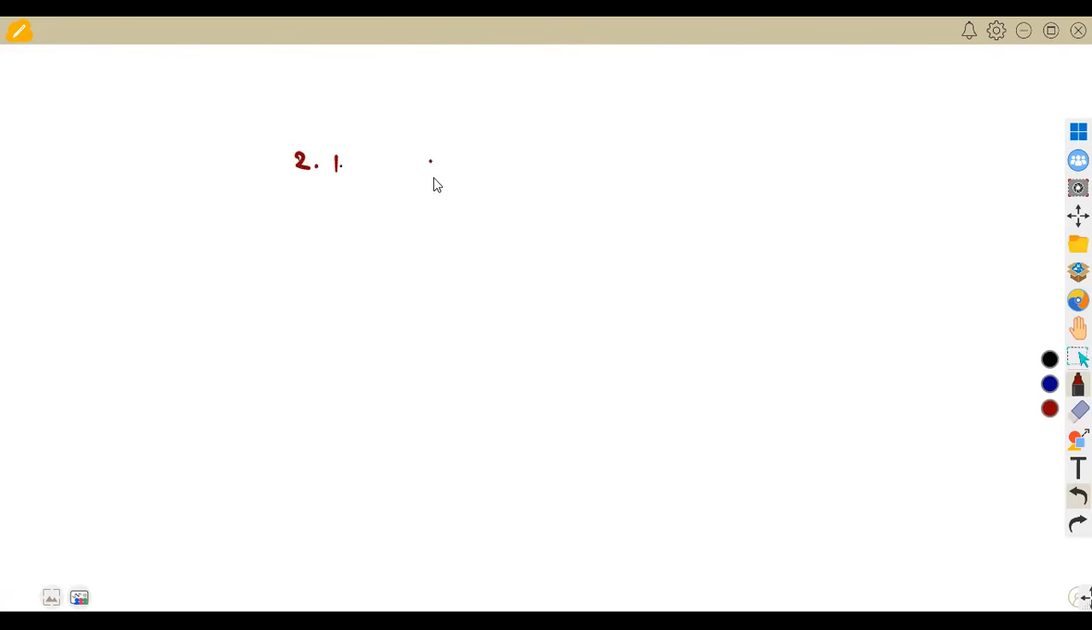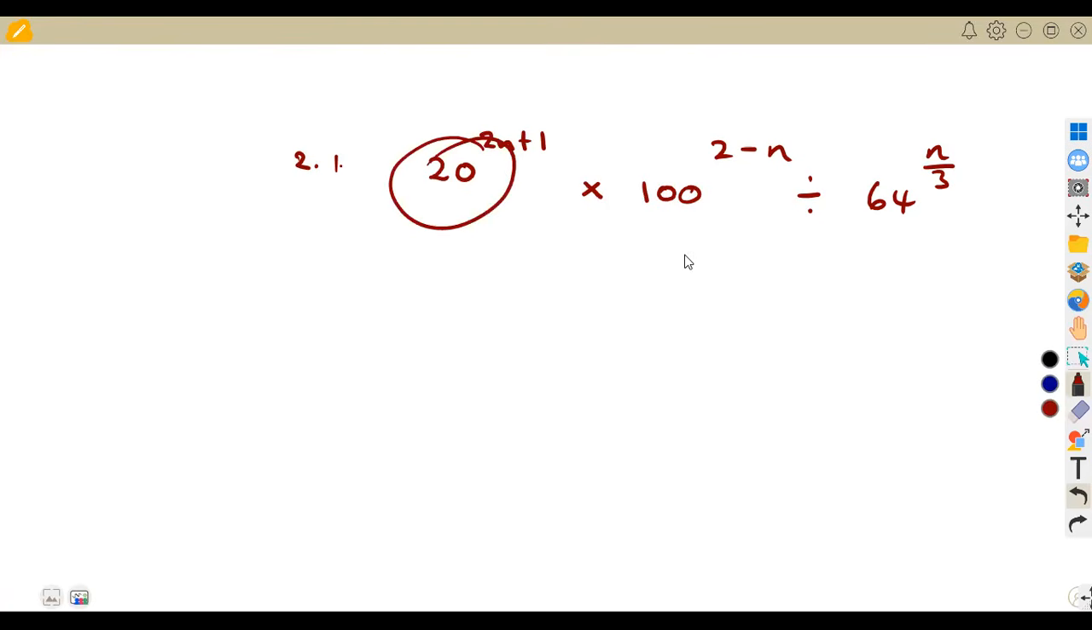So that was 20 to the exponent of 2n plus 1. And this is being multiplied by 100 to the exponent of 2 minus n, and divided by 64 to the exponent of n over 3. If we are to consider such a type of simplification, where the bases are totally different, there is 20, there is 100, there is 64. In cases like these, simplify your numbers as products of their prime factors.